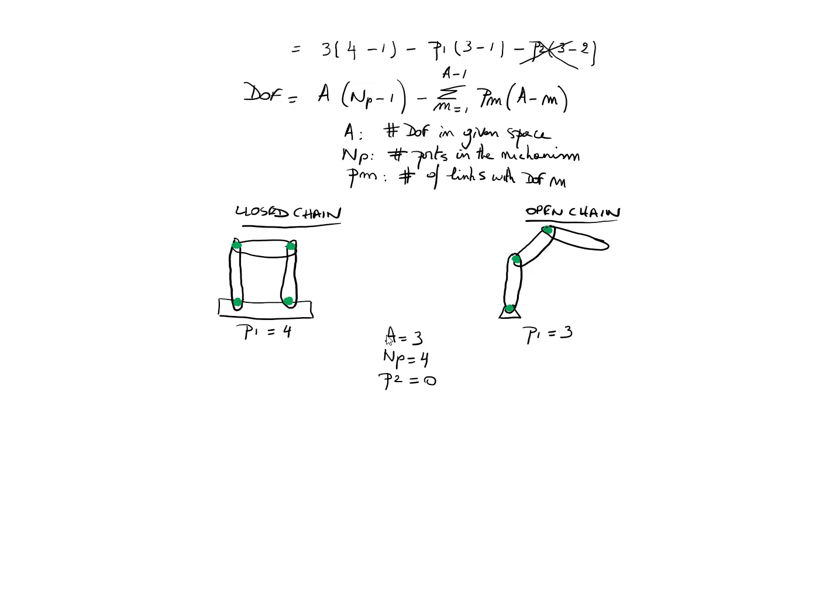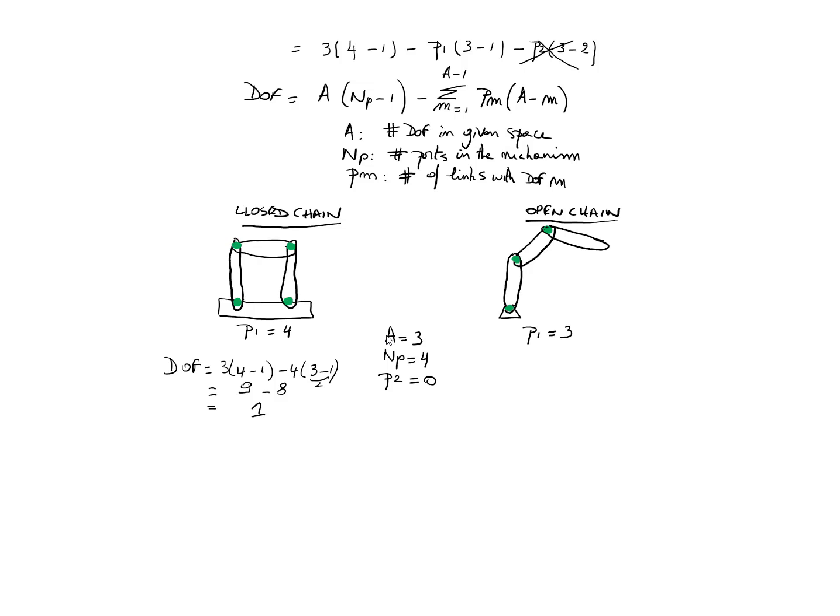So we'll have 3 times 4 minus 1, minus 4 times 3 minus 1 over here. And if we do the calculation, we have here 3 times 3, 9. Here we have 2, so it's 9 minus 8. So this gives us 1 degree of freedom, and indeed I think this is also what you would have expected.